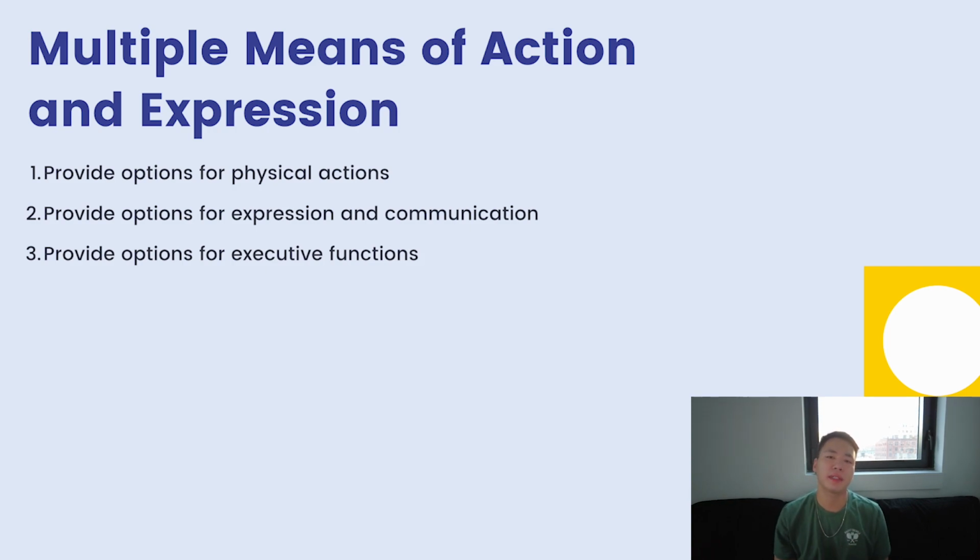And so the third and last part of this section around multiple means of action and expression is making sure that you're providing options for executive functions. Executive functions really refers to an individual's ability to track their progress over time. It's a higher level metacognitive ability to goal set, to plan for the long term, making sure that they're able to track their progress over time. For you as an instructor, this is something that a lot of instructors and school curriculums have tried to do in the past.